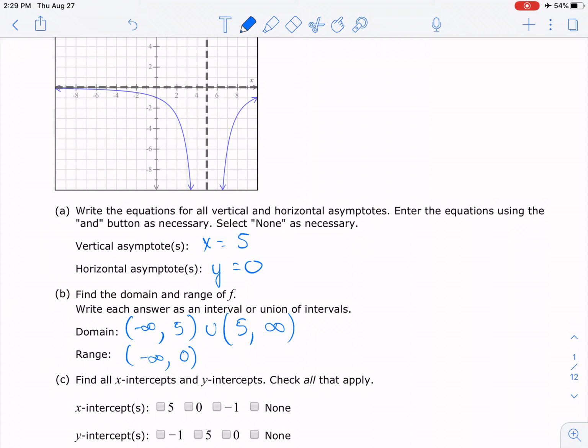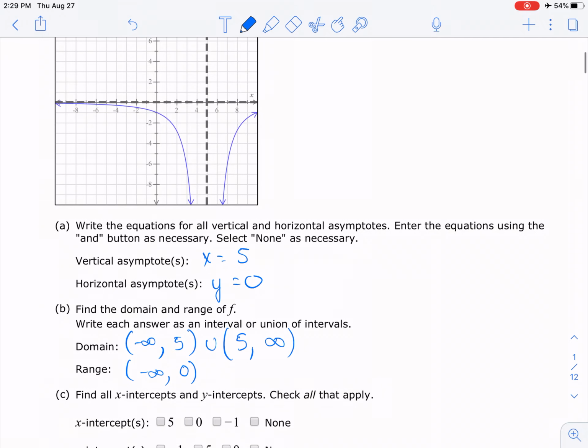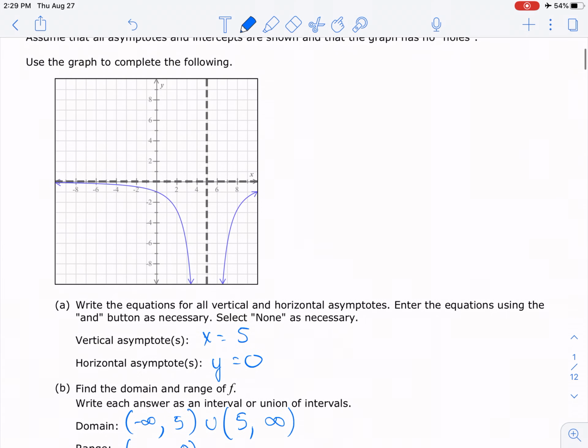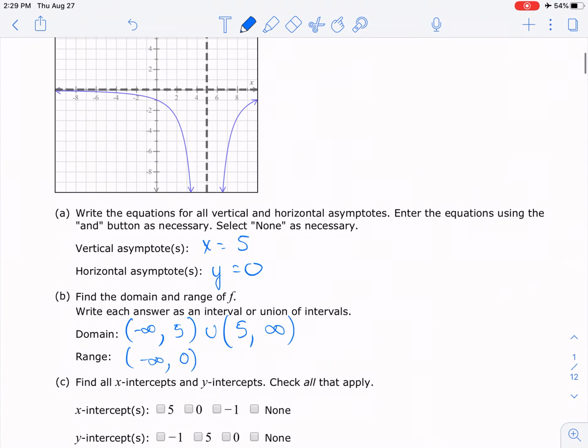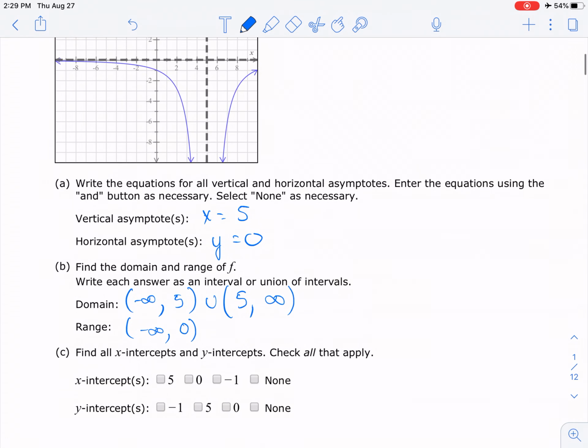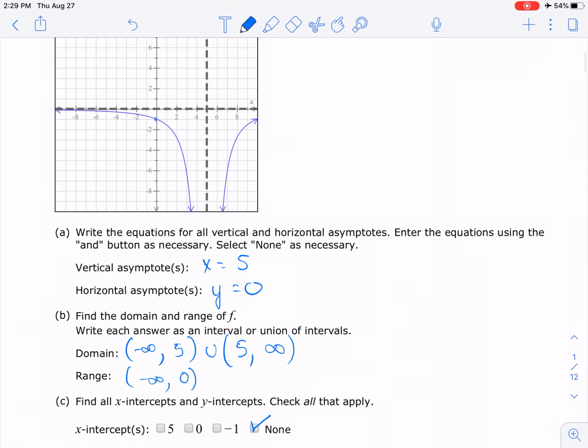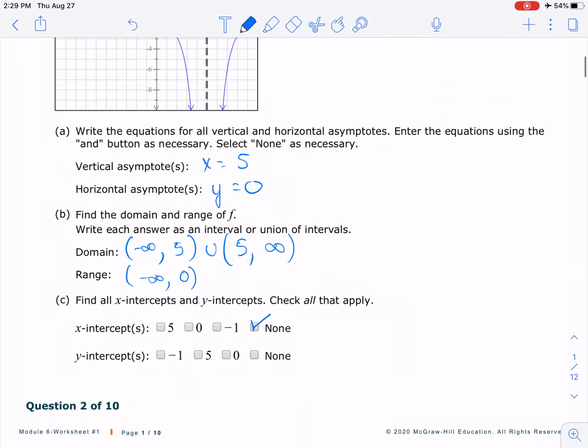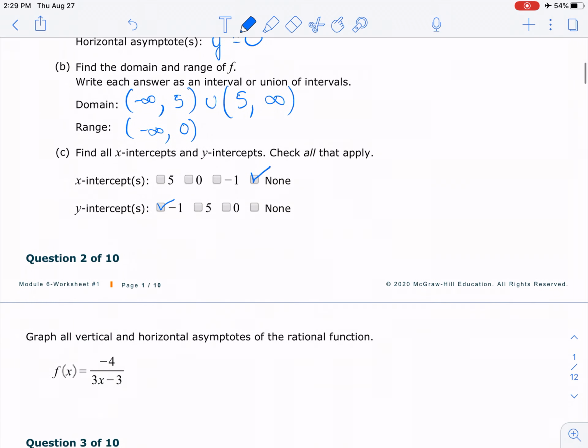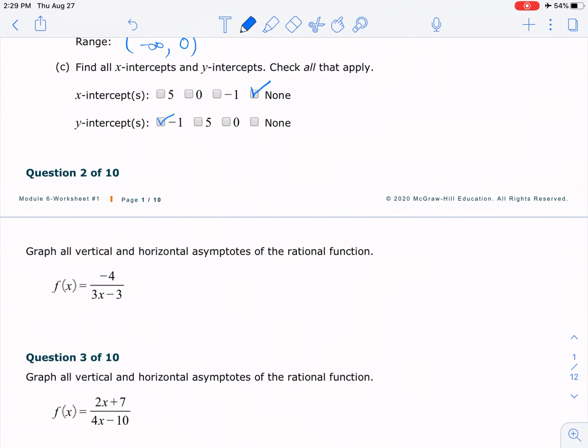Now the x-intercepts are the points where the graph crosses the x-axis. The y-intercept is where it crosses the y-axis. In this case, you see that the graph does not cross the x-axis, so we have no x-intercept. For the y-intercept, we have this point right here. That would be -1. Okay, so hopefully you know how to read the graph. All right, moving on.